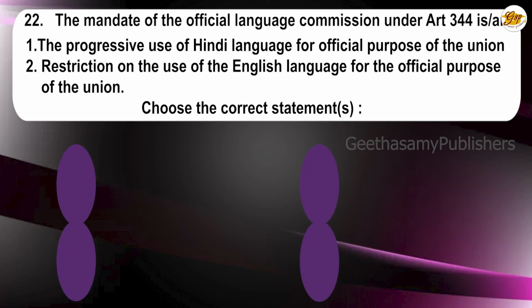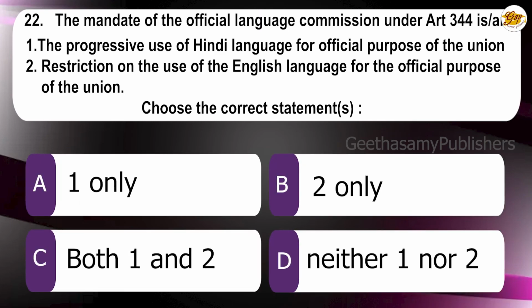22nd question. The mandate of Official Language Commission under Article 344 is: 1. The progressive use of Hindi language for official purpose of the Union. 2. Restriction of the use of English language for the official purpose of the Union. Choose the correct statement. A. 1 only, B. 2 only, C. both 1 and 2, D. neither 1 nor 2. The correct answer is D. Neither 1 nor 2.